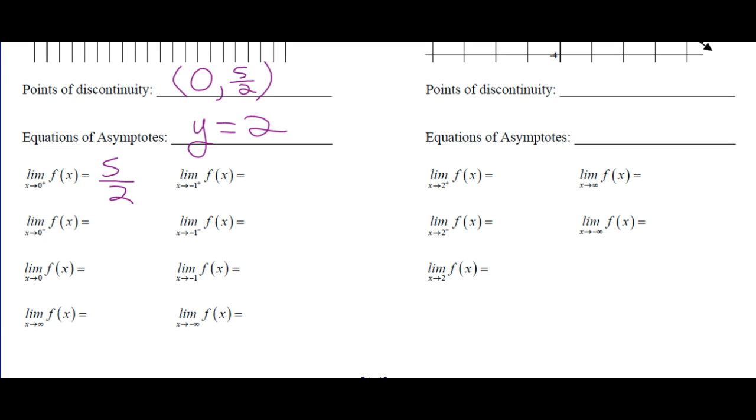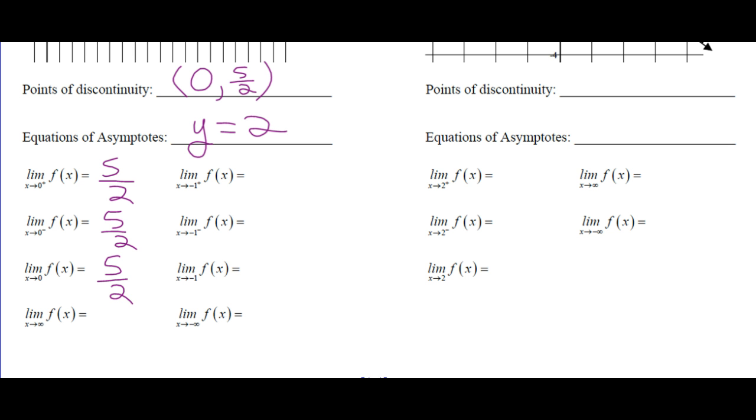What is the limit as x approaches 0 from below or from the left? Same, 5 halves. So what is the limit as x approaches 0 of f of x? Still going to say 5 halves. Why does this exist? Because the left-sided limit and the right-sided limit are the same. So then the limit exists.